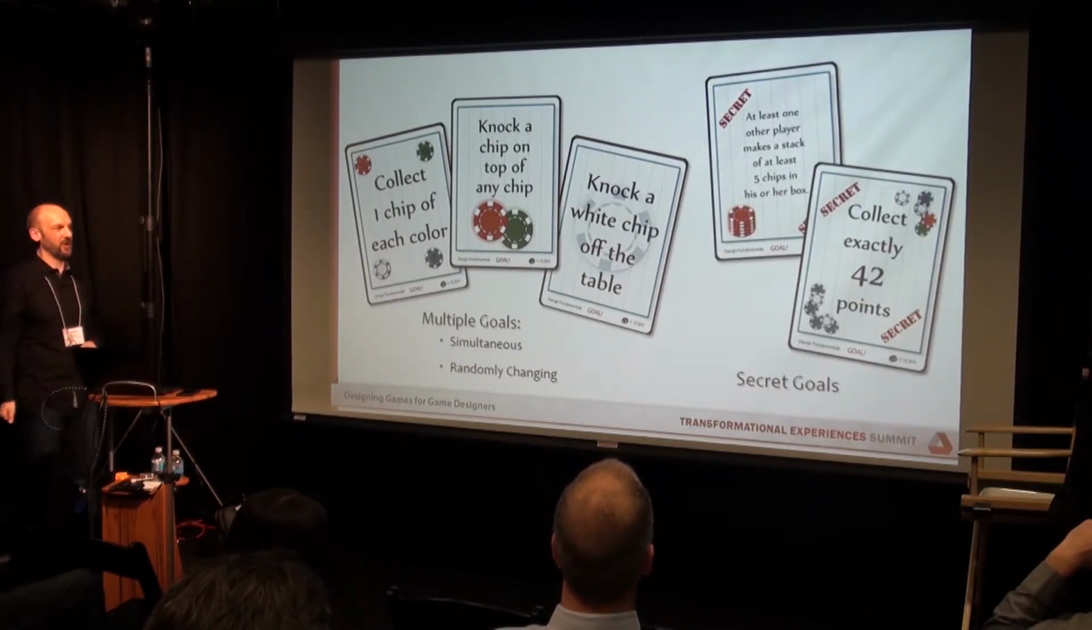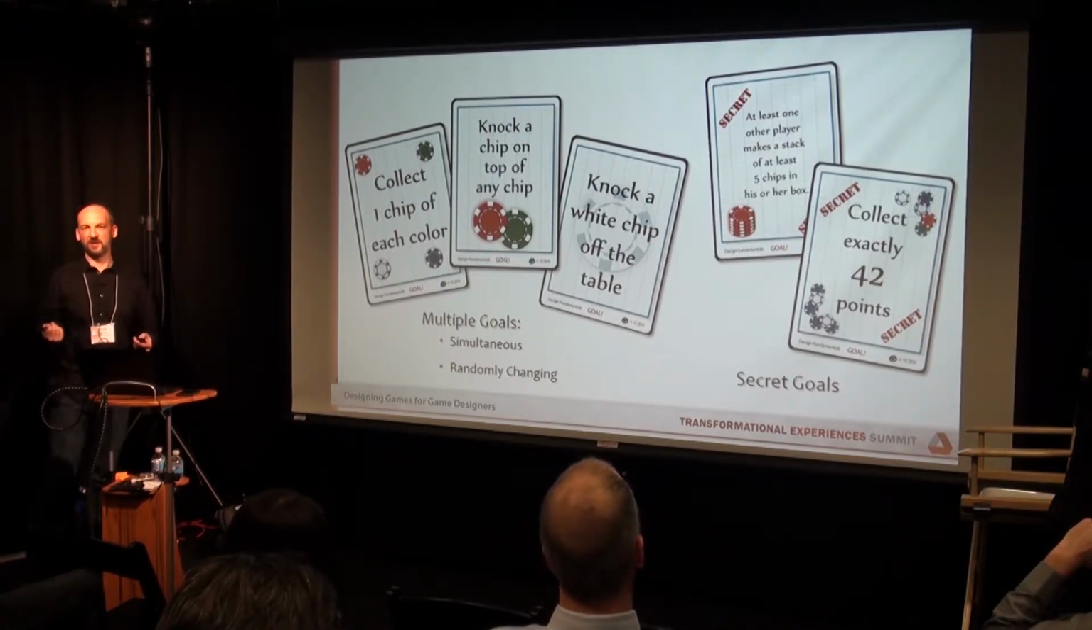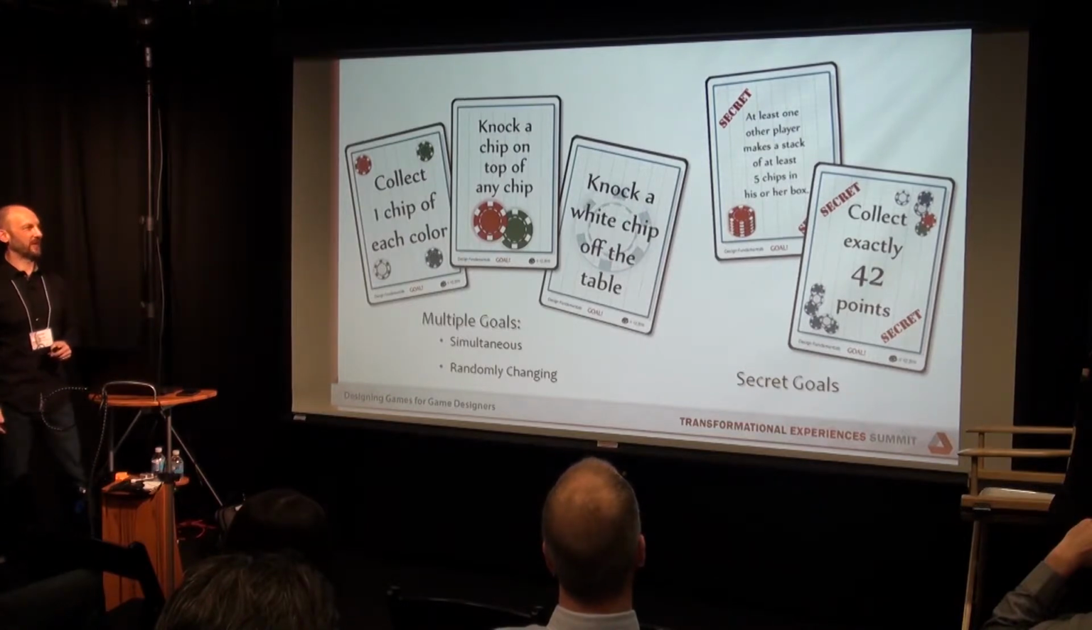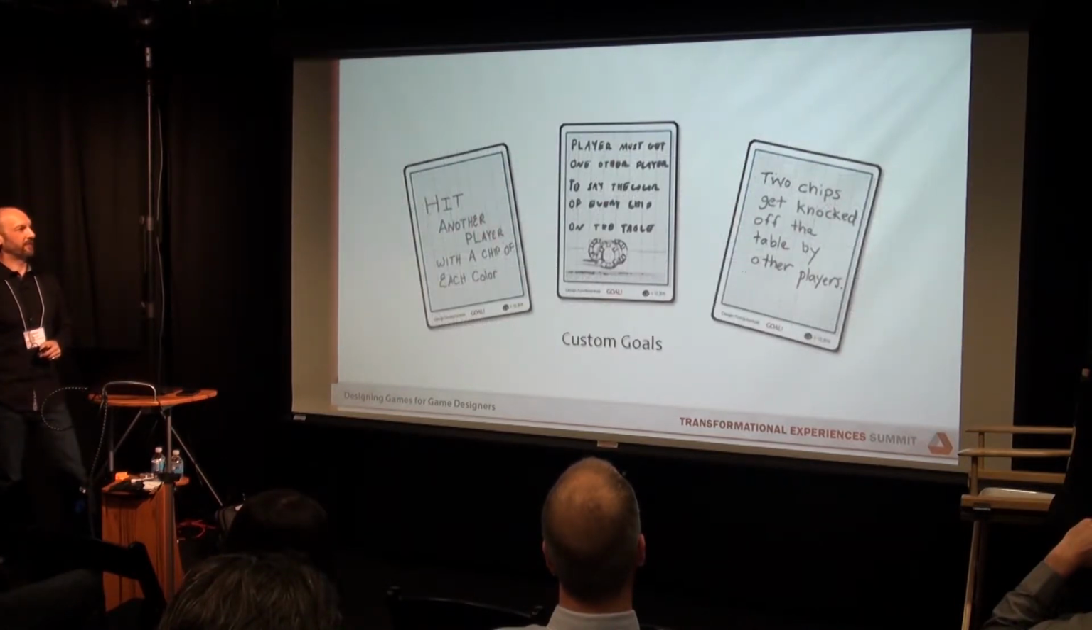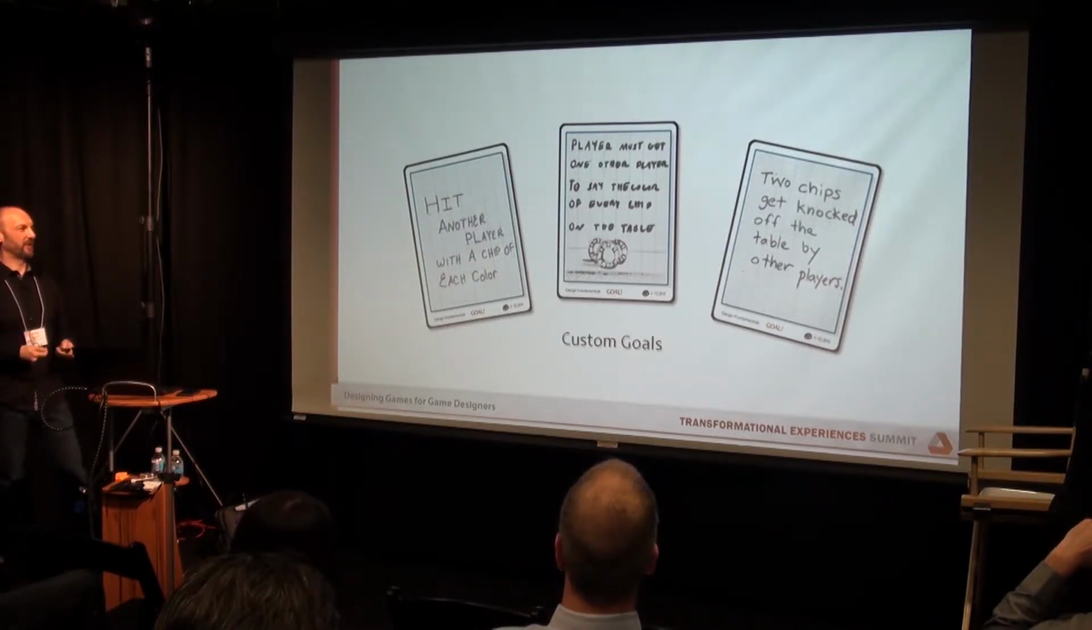Then secret goals, where you don't know what the other person is trying to do. Everybody gets a card in secret, and whoever does their thing first just wins. They tend to be really crazy things. Then at the end we do custom goals. Everybody makes their own goal, and we play with those and critique each other's goals, what they mean and how they impact the play.